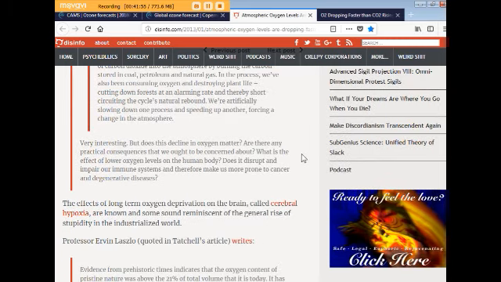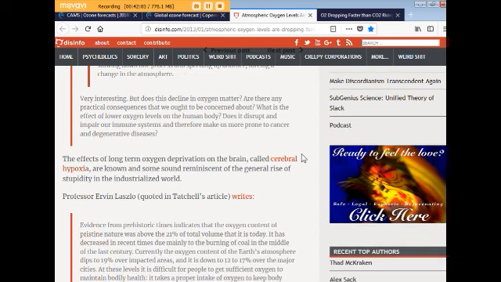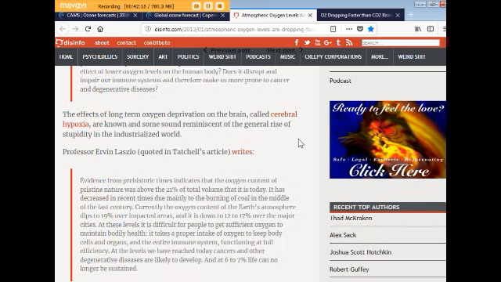Very interesting, but does this decline in oxygen matter? Are there any practical consequences that we ought to be concerned about? What is the effect of lower oxygen levels on the body? Does it disrupt and impair our immune systems and therefore make us more prone to cancer and degenerative diseases? The effects of long-term oxygen deprivation on the brain, called cerebral hypoxia, are known, and some sound reminiscent of the general rise of stupidity in the industrialized world.